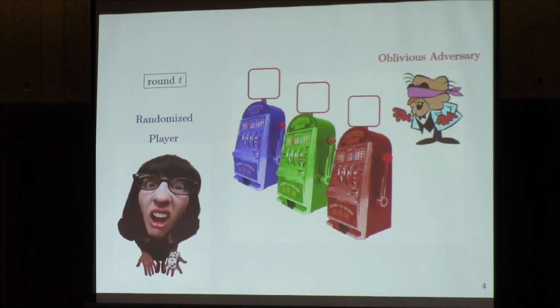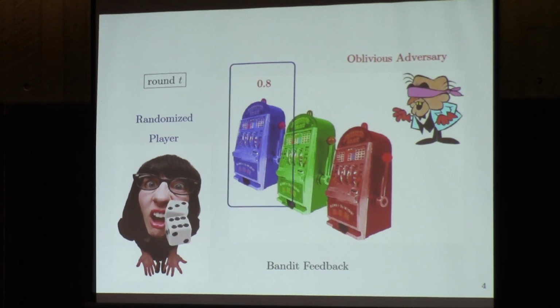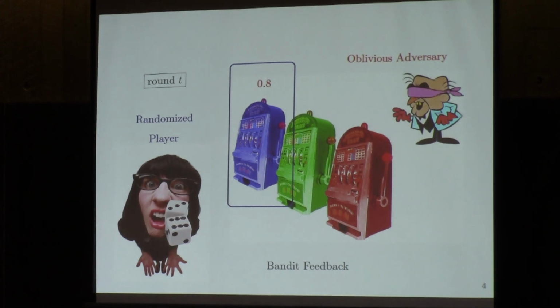At round T, of course, it doesn't get to observe the rewards the adversary has set. It maintains some distribution over different arms, draws an arm from the distribution, and observes the reward for the pulled arm, okay? And only the pulled arm. This is what we refer to as bandit feedback. So it doesn't get to observe the full loss function, but only the reward for the arm that it pulled. And the game goes on.